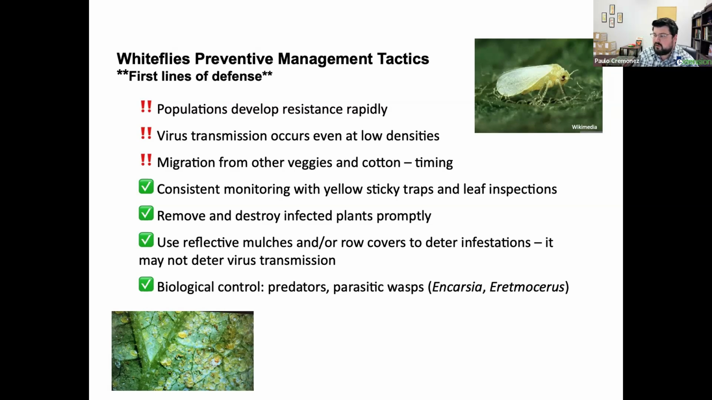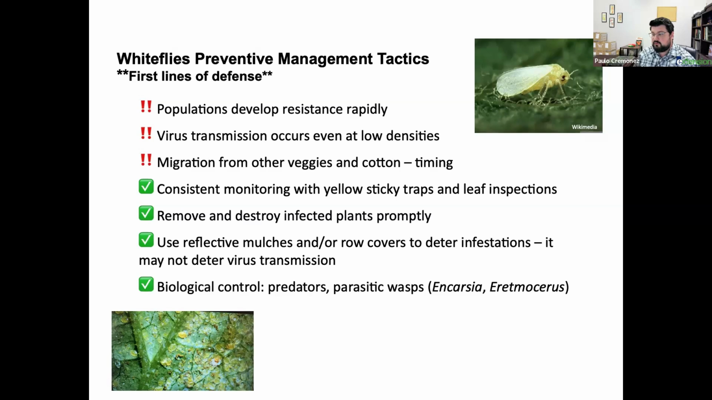Consistent monitoring is important. You can use yellow sticky traps and you can inspect the leaves. So if you see the first whiteflies coming up, be mindful that you have to act quickly later on, especially with hot conditions. Remove and destroy the infected plants promptly. This can reduce a little bit of that because of the nymphs. Again, use reflective mulch or row covers to deter infestations. It may not deter virus transmission, because even a small population of whiteflies can transmit that, but it will help reduce population buildup.